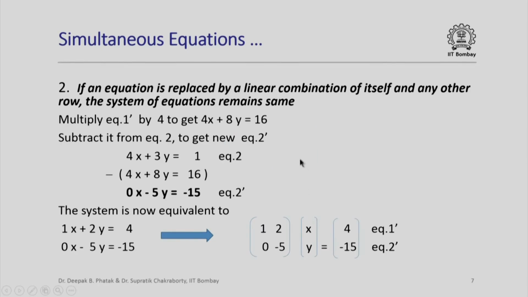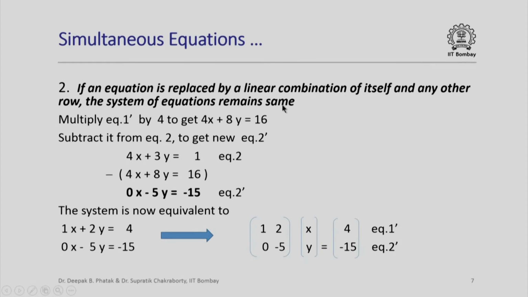The second important property that we utilize to implement the Gaussian elimination algorithm is if an equation is replaced by a linear combination of itself and any other row, the system of equations remains the same. So basically we are trying to transform the system into an equivalent system, but the new system should be more amenable to finding the final solution.